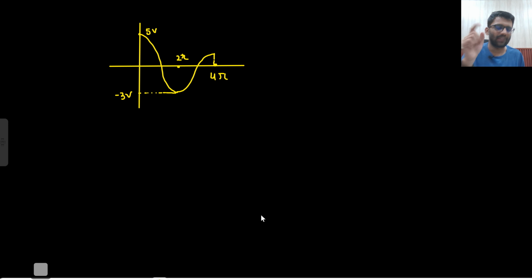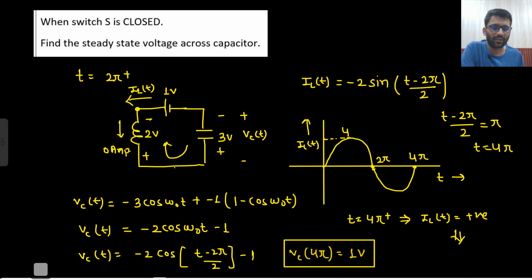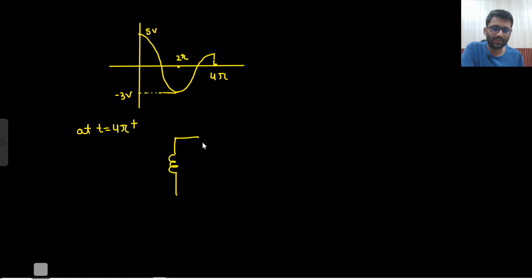Now let's check what happens. Again we have to check what will happen in the circuit. So now D1 has turned on. I am drawing the circuit at t equals 4 pi plus. What is the inductor current? It is 0 only. Which diode has turned on? This diode D1 has turned on. This is the capacitor C, which is having 1 volt in this direction, and this is L. It is having 1 volt in this direction.